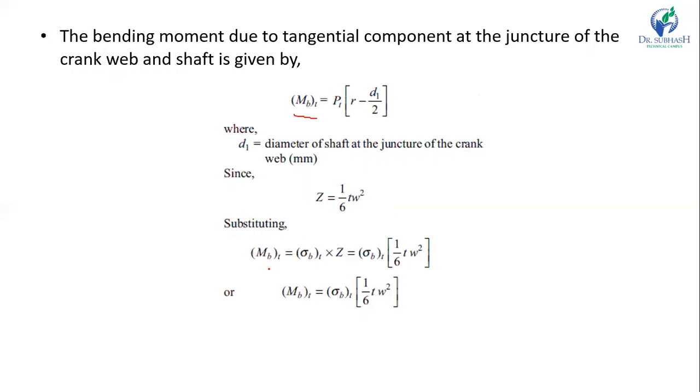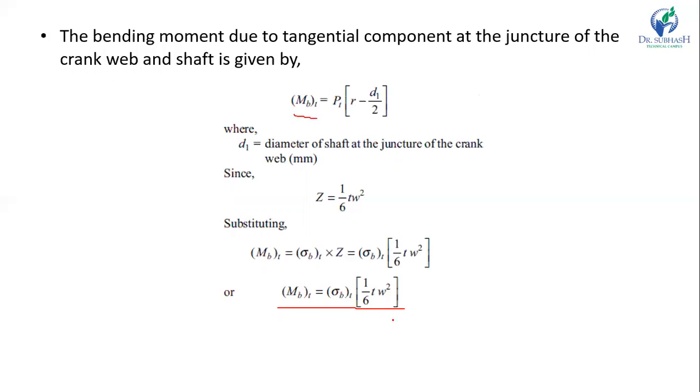So therefore, the moment due to the tangential component is sigma BT into Z. Put the value of Z, so MBT is given by sigma BT into 1 by 6 TW square. Now the bending stress due to the tangential component is found from this equation, right?